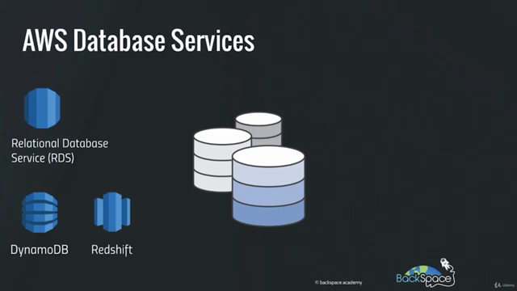Amazon Redshift is a fast, fully managed, petabyte scale data warehouse that is based upon the PostgreSQL database engine. If you're looking for a big data storage solution, Redshift is perfect for this. Amazon ElastiCache is an in-memory data store or cache in the cloud. It allows you to retrieve information from fast, fully managed in-memory caches instead of relying on slower disk-based databases.